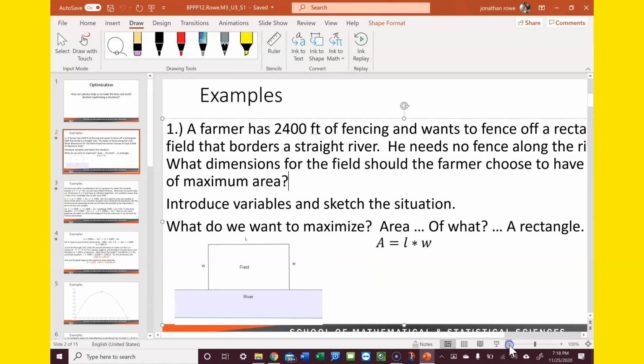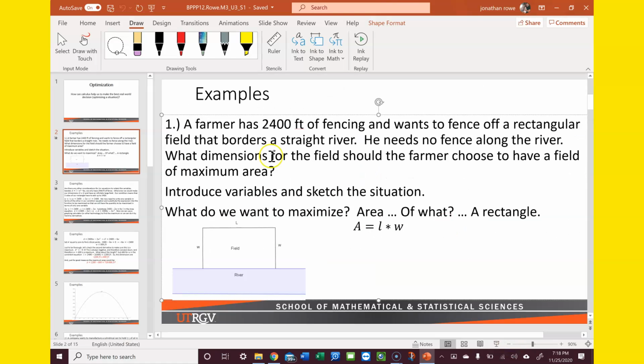So I base the variables. What should the variables be? I think the variables should usually be based on what the problem is asking you to find. So what's the thing actually asking us? What dimensions for the field should he choose? So the variables should be the dimensions of the field. In other words, what are the dimensions of a rectangle? Usually we call it length and width. So I'm going to have a variable called L and another variable called W.